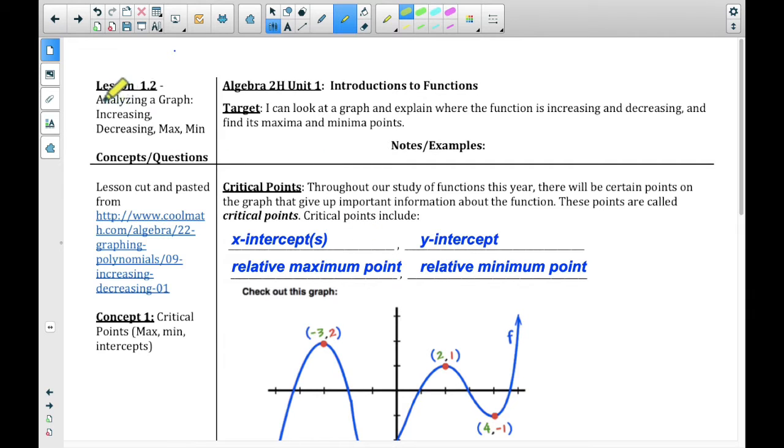Hi everybody, in this video we're going to be talking about lesson 1.2, which covers increasing and decreasing intervals and maximum and minimum points. Let's go ahead and get started.